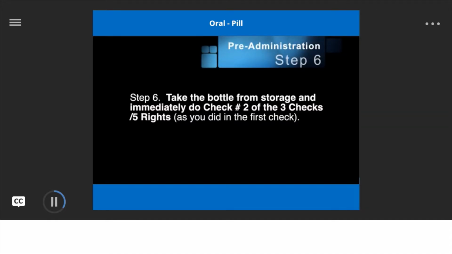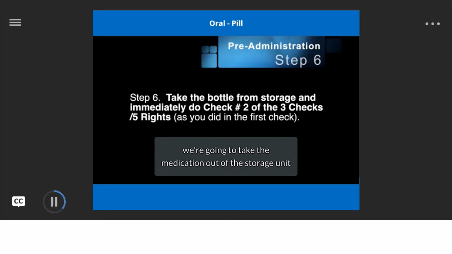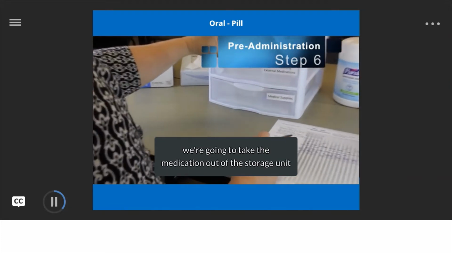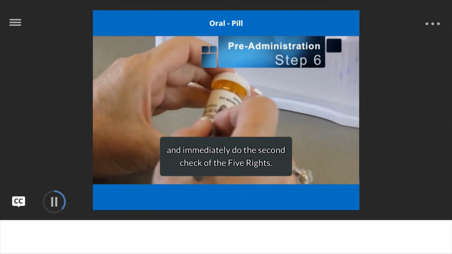Step 6. Take the bottle from storage and immediately do check number 2 of the 3 checks of the 5 rights. After we've done that first check, we're going to take the medication out of the storage unit and immediately do the second check of the 5 rights.